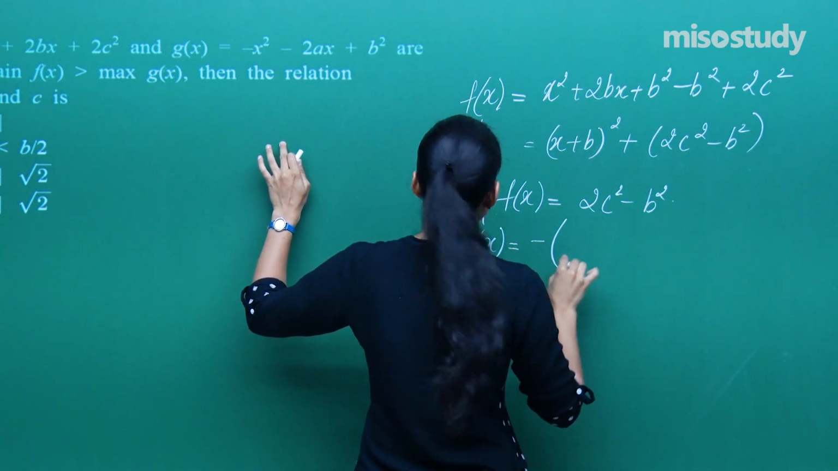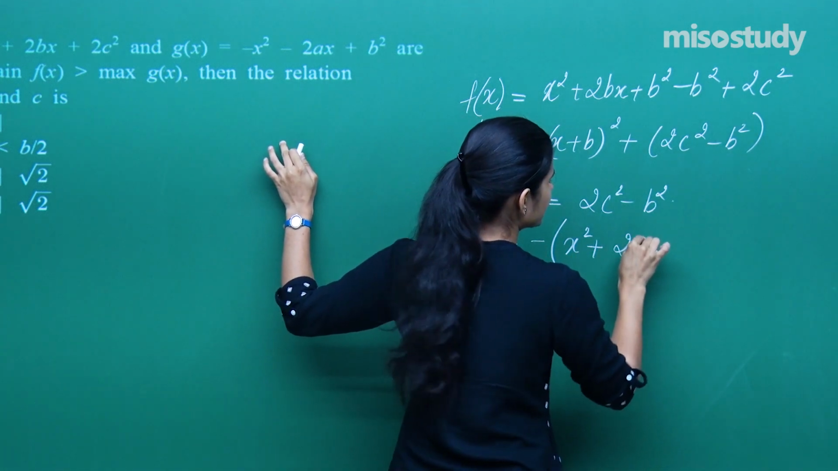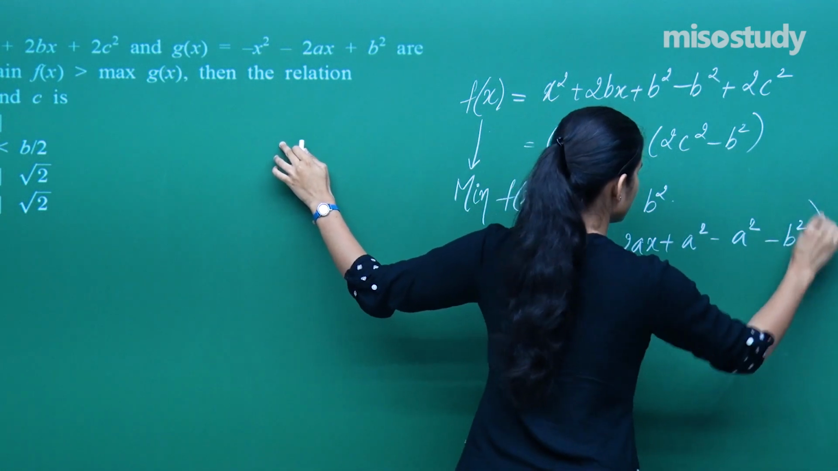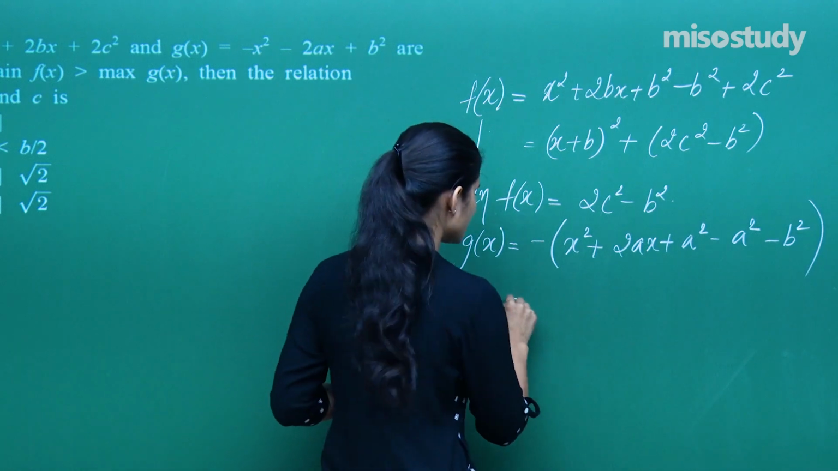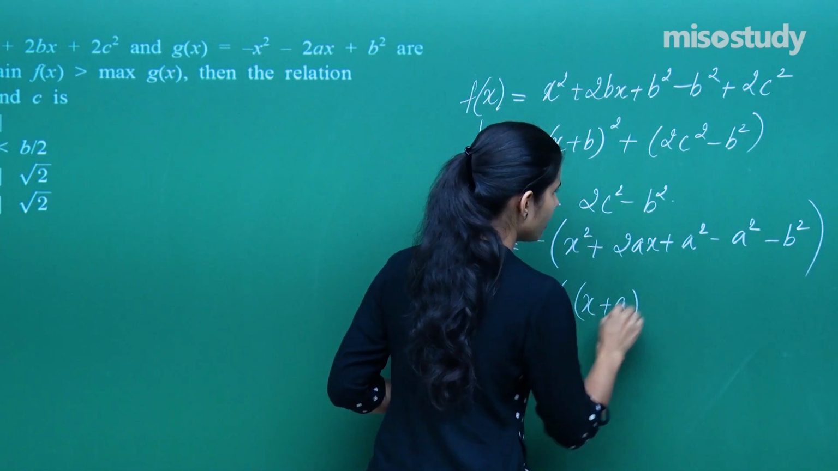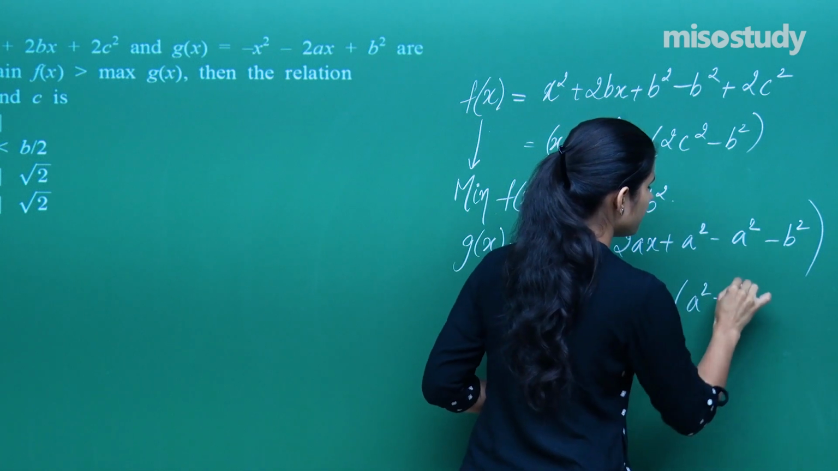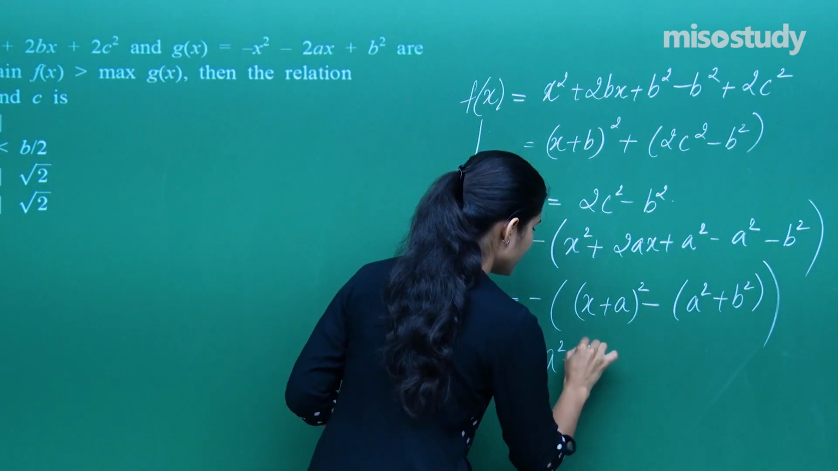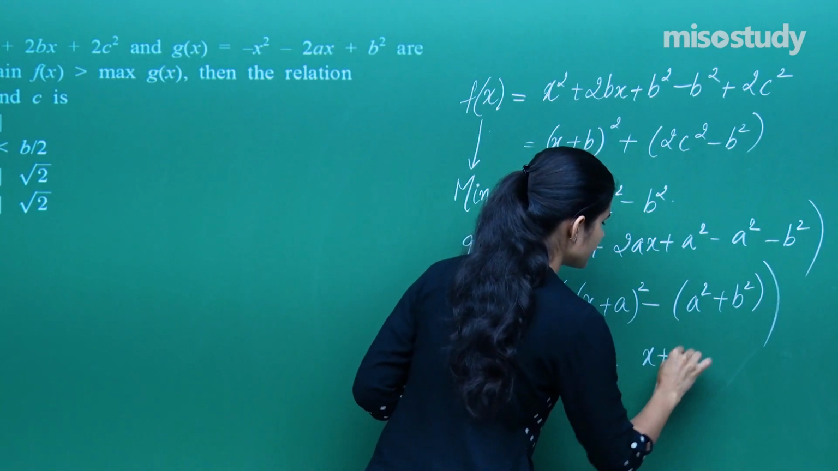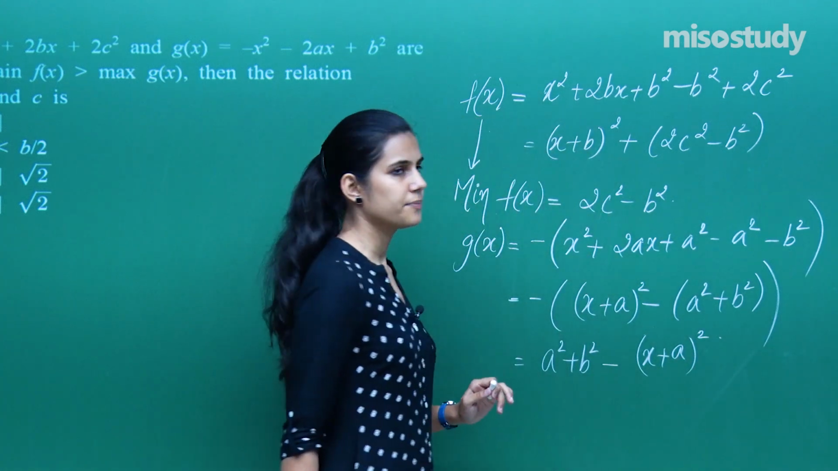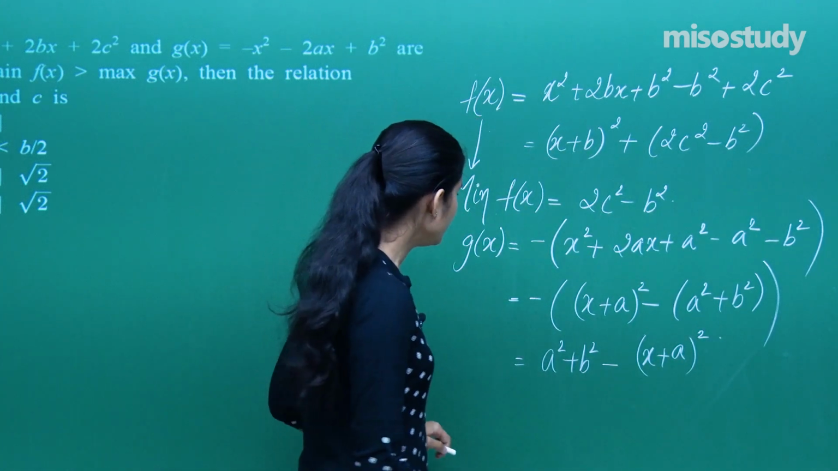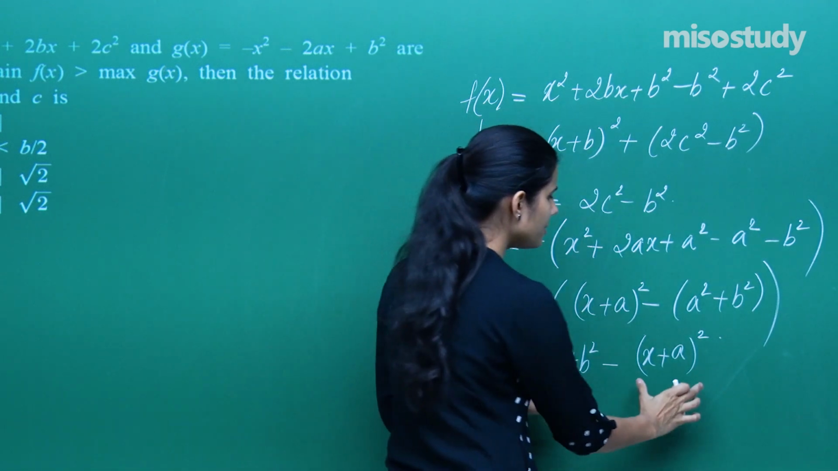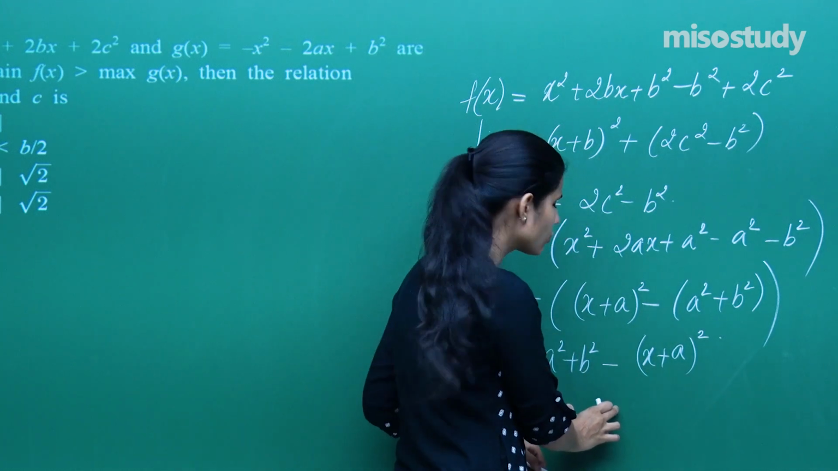So, minus common x square plus 2ax plus a square minus a square minus b square, because minus we have taken out common. So, this gives you minus of (x plus a) whole square minus a square plus b square. Or rather you can say a square plus b square minus (x plus a) whole square. Okay. So, here if I talk about the max of g(x), the maximum will be when this is 0, nothing is being removed from a square plus b square.